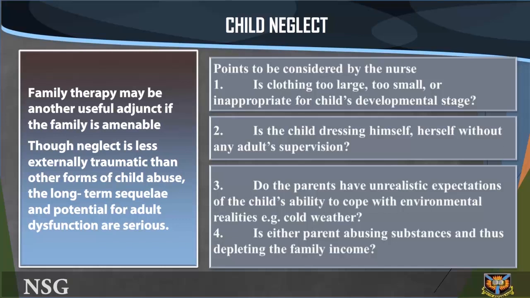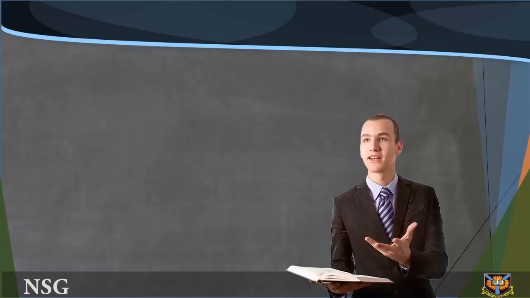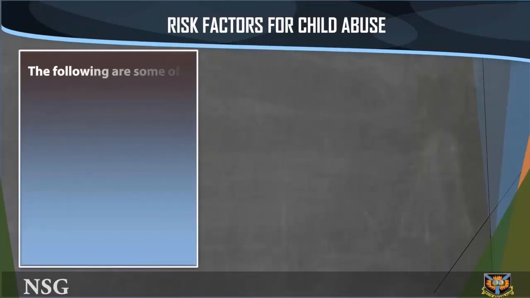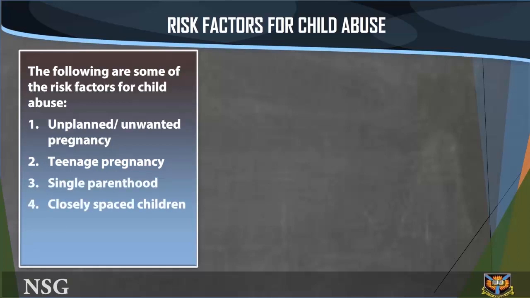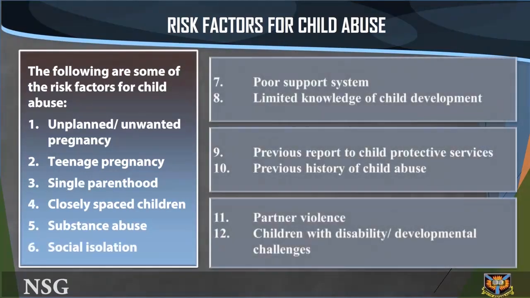Having all this at the back of our minds, let us ask ourselves a question: what leads to child abuse? The next section highlights some of the factors that could warrant child abuse. 3. Risk factors for child abuse. The following are some of the risk factors for child abuse.